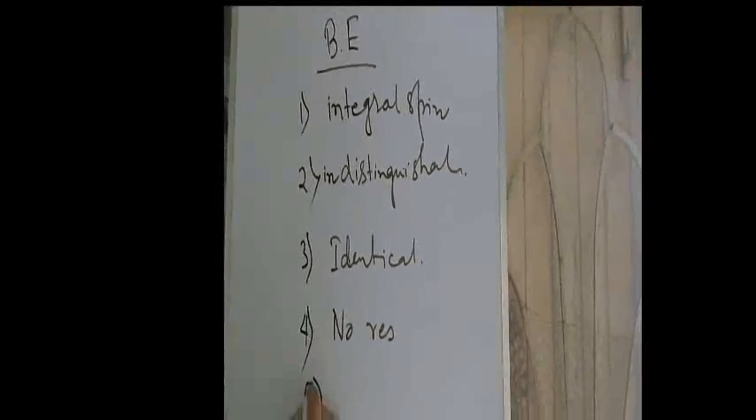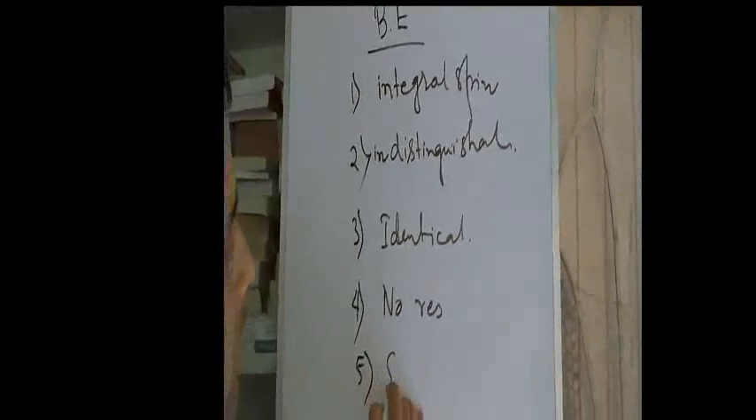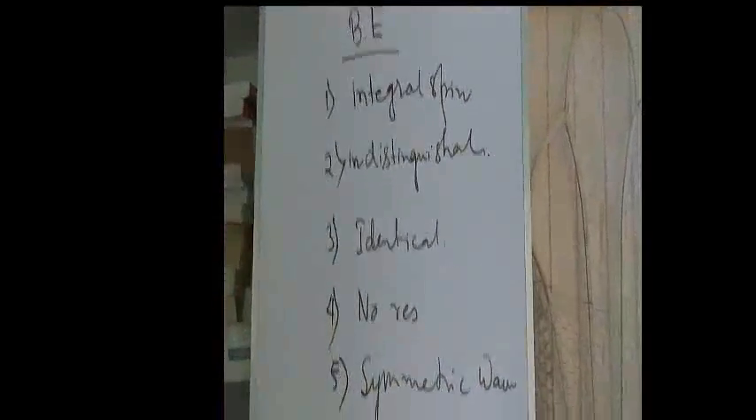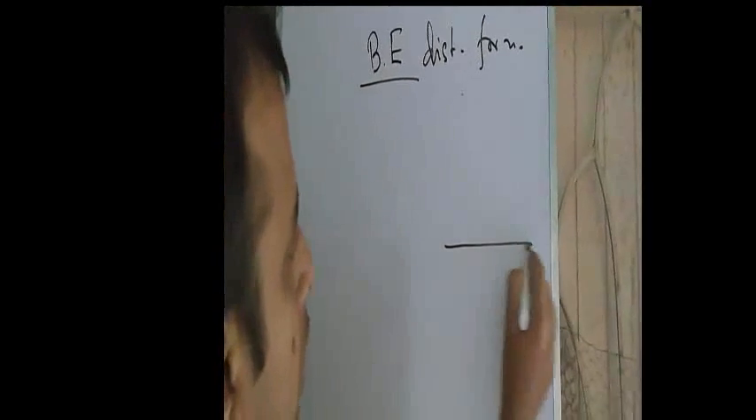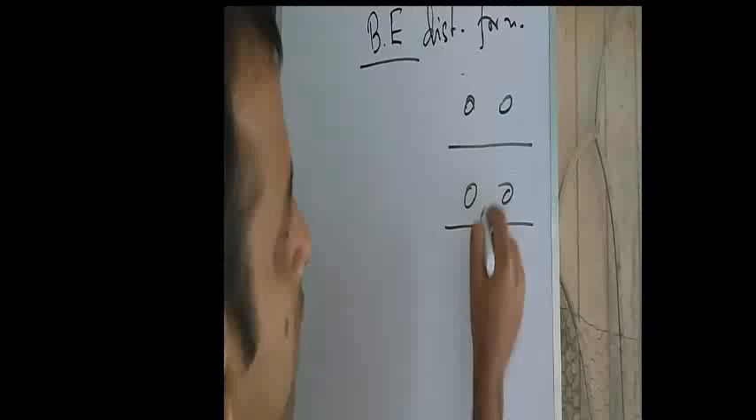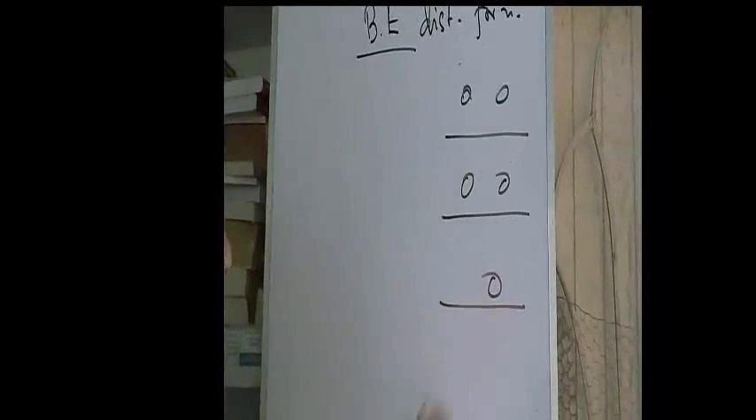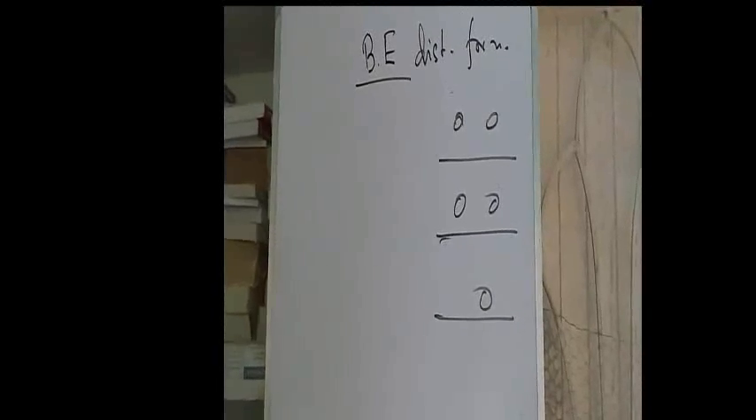The wave function is a symmetric wave function. Considering this, we can derive the Bose-Einstein distribution formula. There are ni number of particles and gi number of states. So we can keep any particle in any state, and a large number of particles in a particular state.